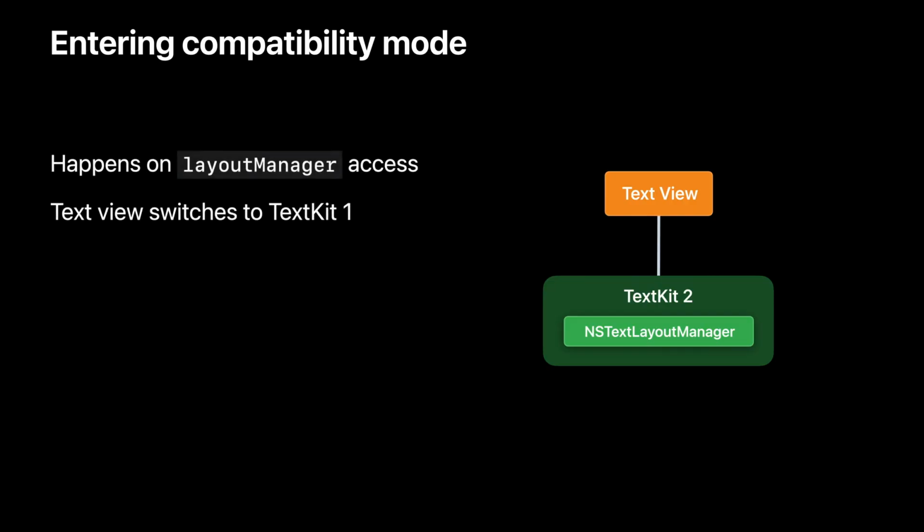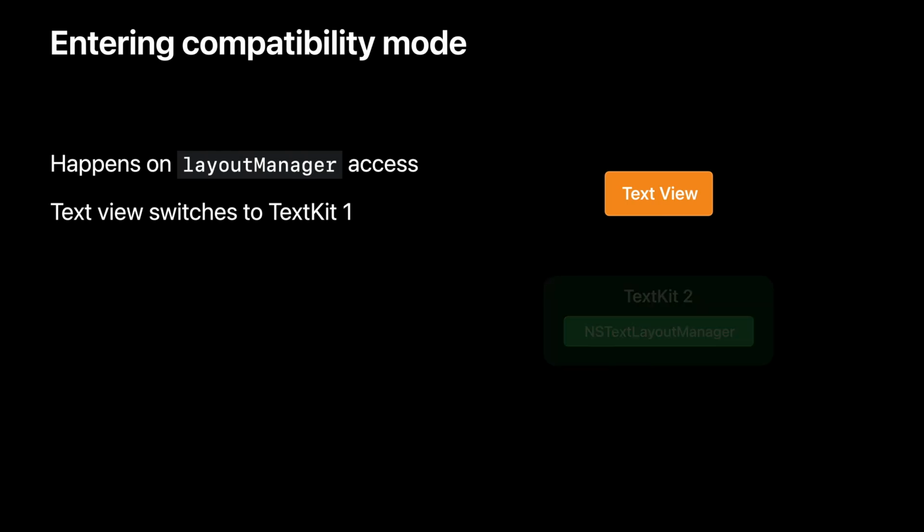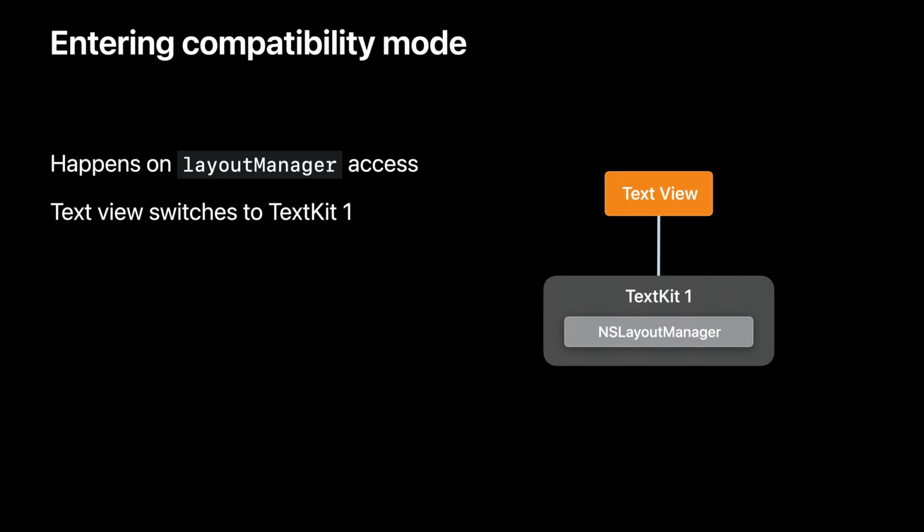When you explicitly call an NSLayoutManager API, the text view replaces its NSTextLayoutManager with an NSLayoutManager. It reconfigures itself to use TextKit 1. This can also happen if the text view encounters attributes not yet supported by TextKit 2, such as tables, or when printing.